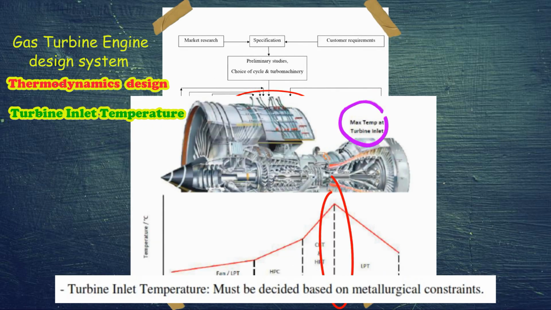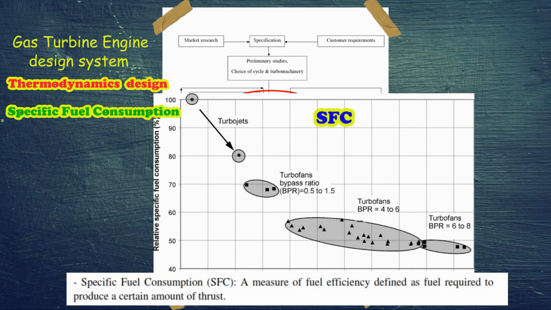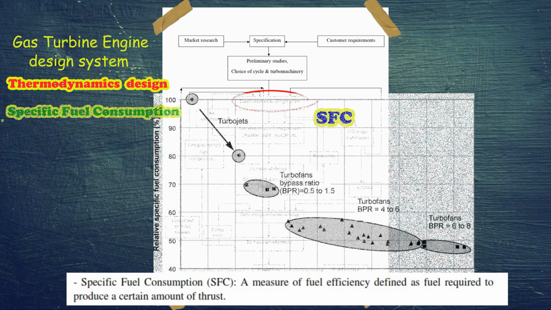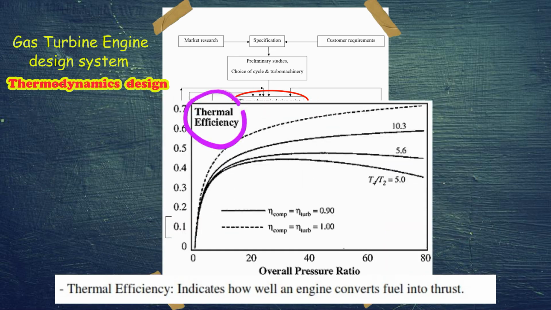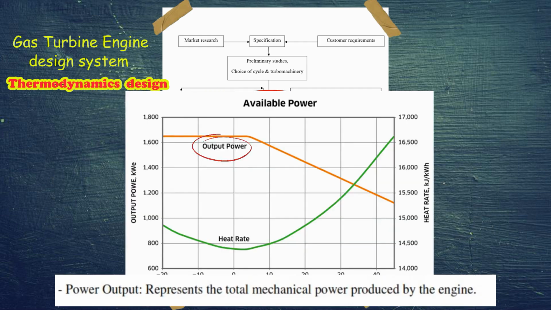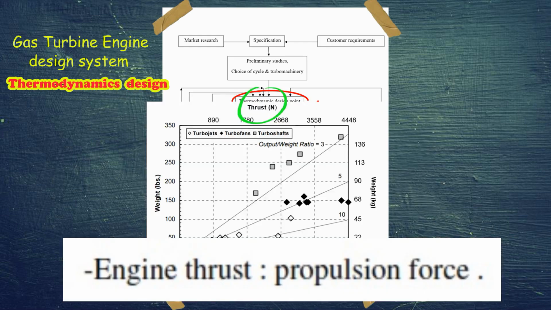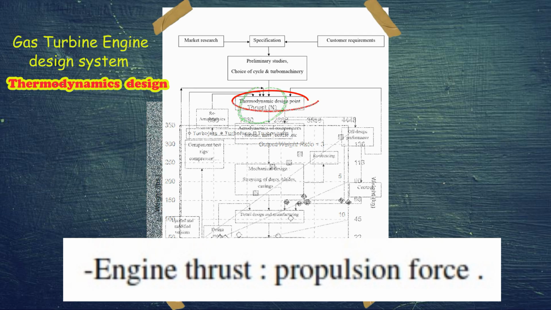Turbine inlet temperatures must be decided based on metallurgical constraints. Specific fuel consumption, a measure of fuel efficiency defined as fuel required to produce a certain amount of thrust. Thermal efficiency indicates how well an engine converts fuel into thrust. Power output represents the total mechanical power produced by the engine. Engine thrust, the propulsion force.